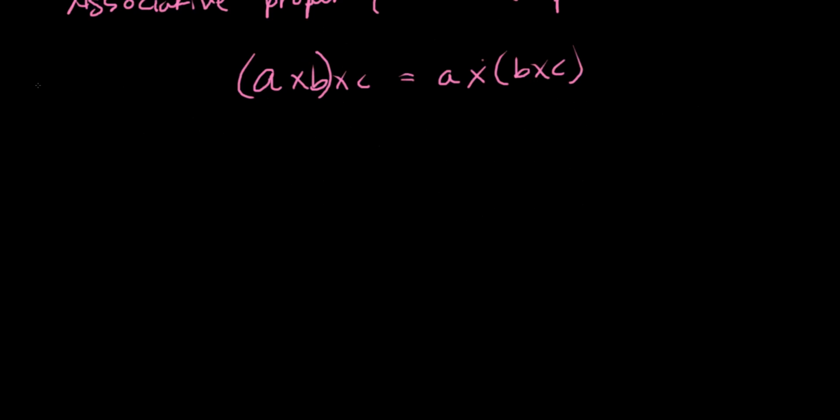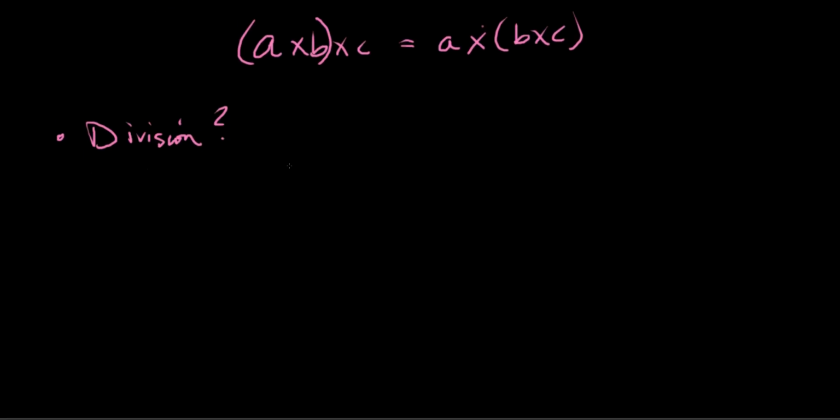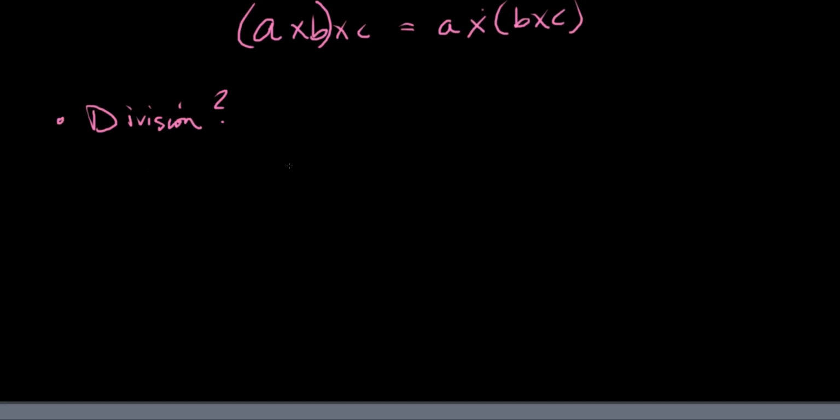So so far we have an associative property of addition. There's an associative property of multiplication. What about division? I don't know if you remember from the commutative property video, but this is sort of following the same pattern. So we probably wouldn't expect it to work for division, right? So let's think about this.